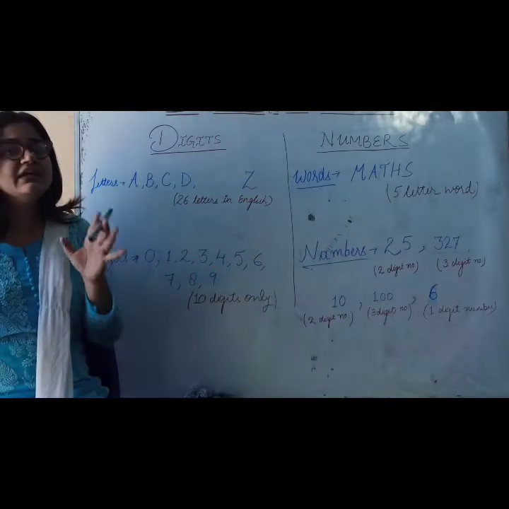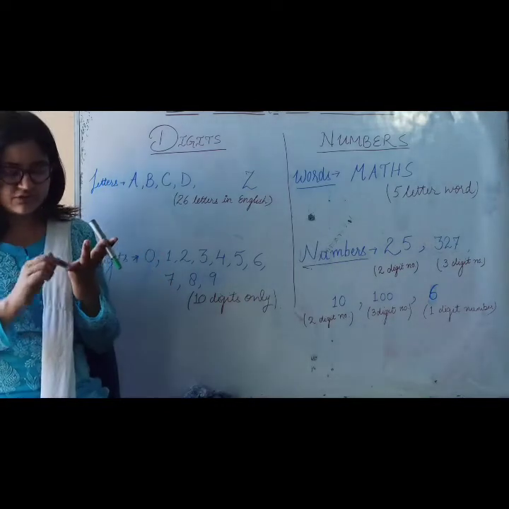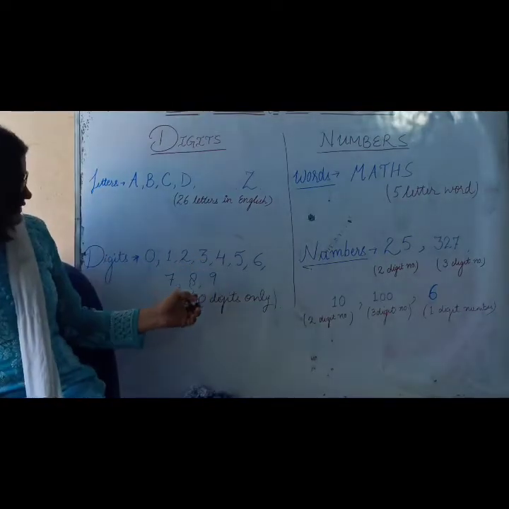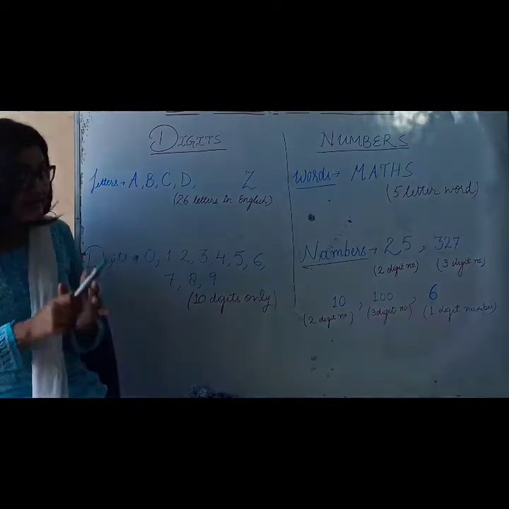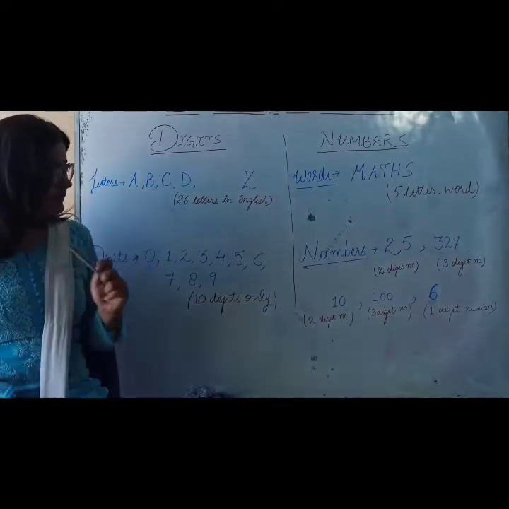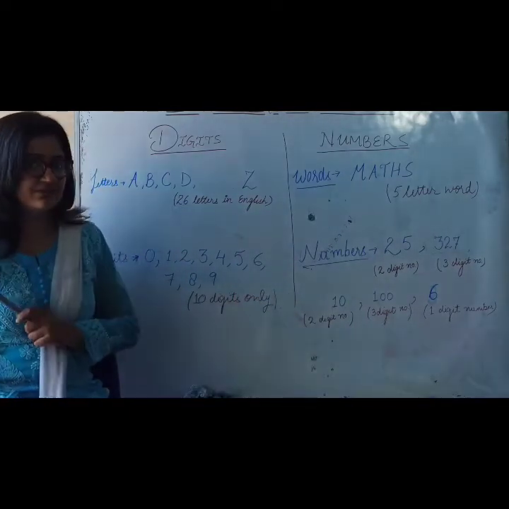There are only 10 digits in maths, not more than 10. They are 0, 1, 2, 3, 4, 5, 6, 7, 8 and 9. 10 is not a digit. 10 is a number. Why? Because it consists of 2 digits, 1 and 0.